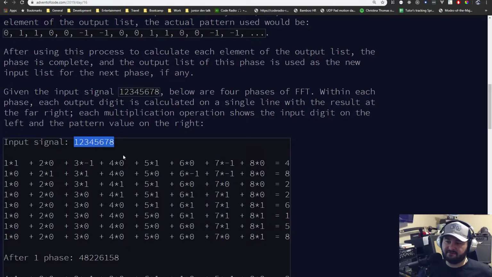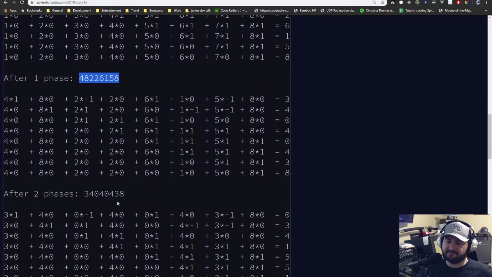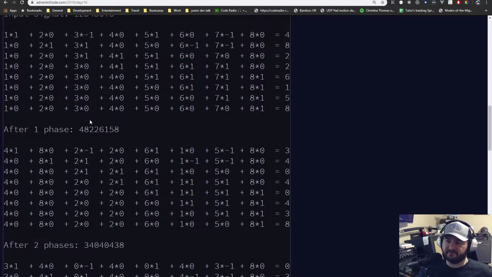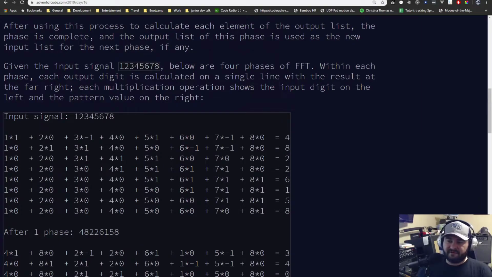So if you start here, that's your input before a phase. After one phase, it's going to become that, and then after 2 phases that, 3 phases that, and so on and so forth. So it's always going to be the same amount of digits, so 8 in this case. And then for each digit, you're going to loop over the entire set of numbers. So for digit 1, to calculate the new digit in place, the first digit, I guess. It's hard to even talk about this one, but to get this new digit of 4, you're going to loop over all the numbers.